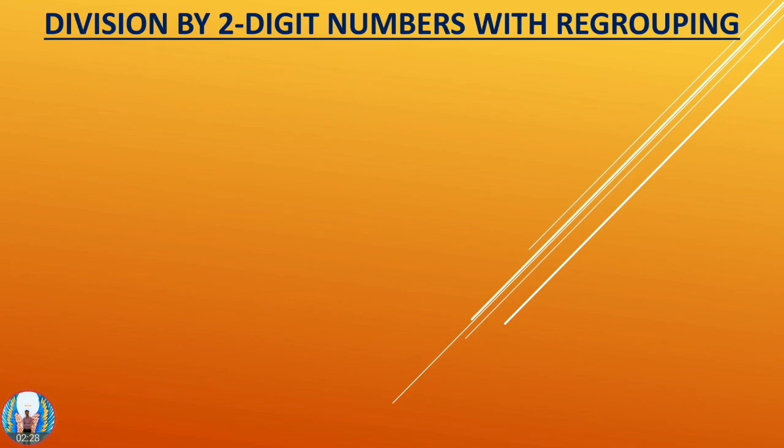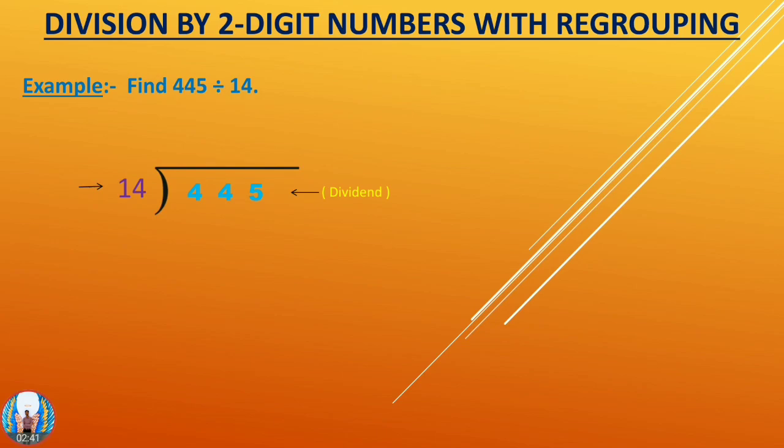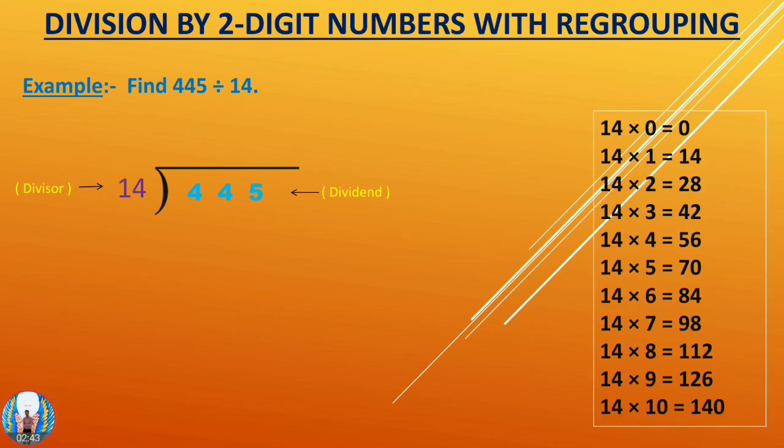Now, division by 2-digit numbers with regrouping. Here is an example: find 445 divided by 14. We will write 445 in the dividend place and 14 in the divisor place. Now we will write down the table of 14. The first one, 44. Now 44 comes in between 42 and 56. So we will take the lesser number, that is 42, and it comes in the 3 place. So we will write 3 here and 42 just below the 44.